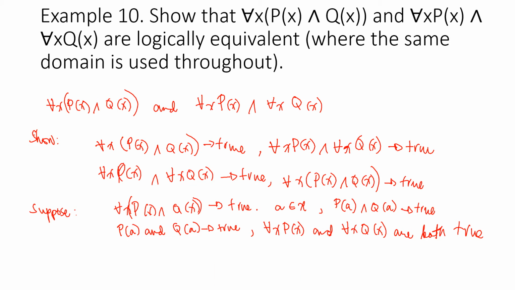Next, suppose that for all x p of x and for all x q of x is true. It follows that for all x p of x is true and for all x q of x is true.